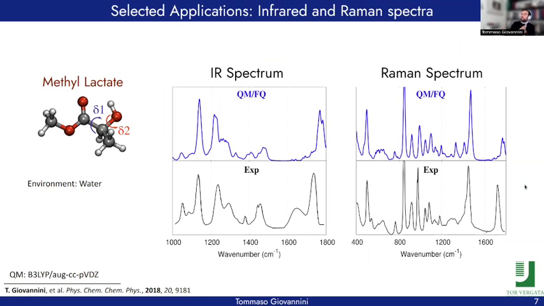The same happens for infrared and Raman. This is methyl lactate, again in aqueous solution. For the infrared spectrum, this is the agreement that you can get, and this is also for the Raman spectrum. Notice here that we did not scale any frequency, so this is something that arises genuinely from our calculations, and also the band broadening that is almost perfectly reproduced by our models actually automatically arises from our sampling of the solute-solvent phase space.